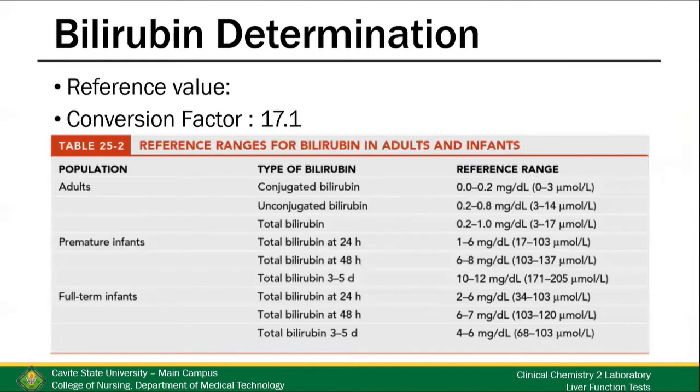So here are the reference values for bilirubin in adults and infants. So there are different reference ranges from premature infants to full-term infants and also to adults. So remember, the conversion factor for bilirubin is 17.1.